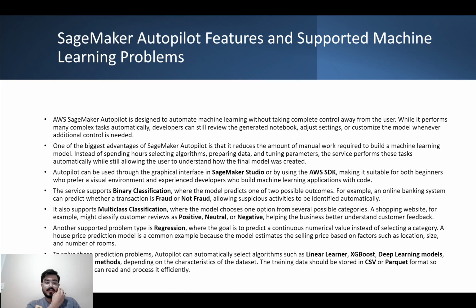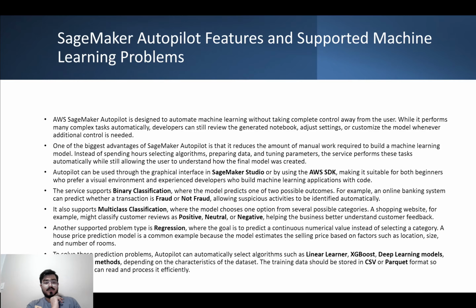The first is binary classification, where the model predicts one of two possible outcomes. For example, a banking system can predict whether a transaction is fraudulent or not fraudulent. The second is multi-class classification, where the model selects one option from several categories. A good example is classifying customer reviews as positive, neutral, or negative. The third problem type is regression, where the model predicts a continuous numerical value instead of selecting a category. Housing price prediction is a common example because the model estimates a selling price based on information like location, size, and the number of rooms.